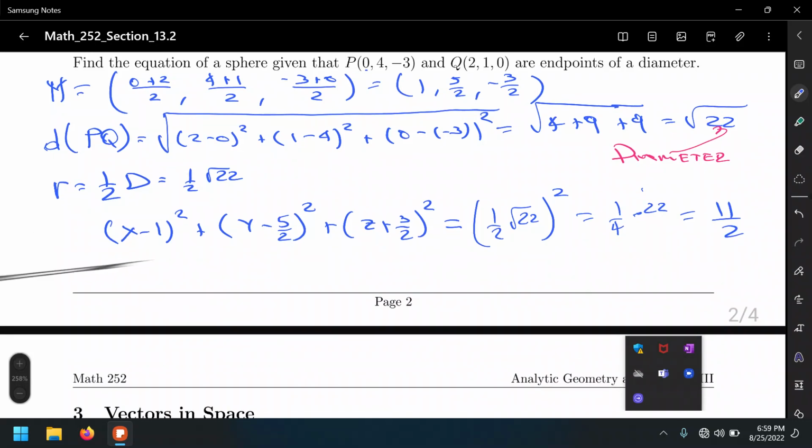Let's write this a lot nicer: x minus 1 squared, plus y minus 5 halves squared, plus z plus 3 halves squared, equals 11 halves.